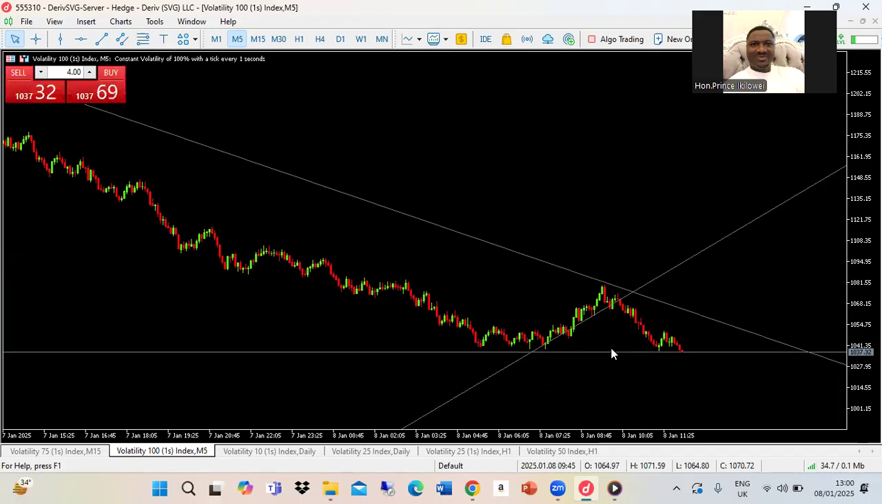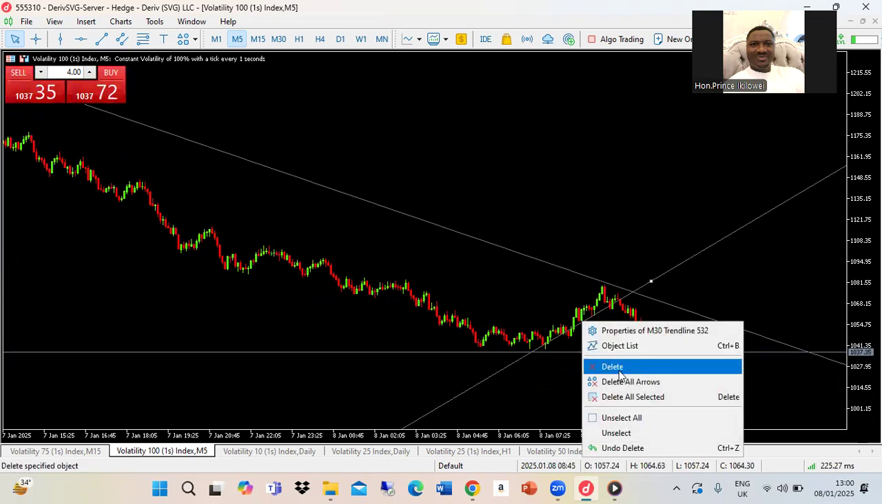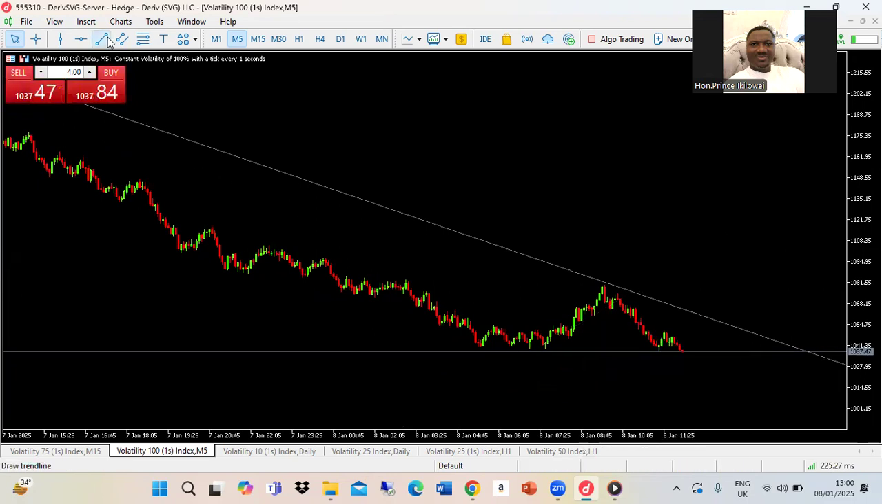Breakout and retest. Let me remove this first. Let me see if I can use smaller time frame to identify. Imagine this one has not happened. All right. This is what you've just seen. Maybe this is what you have seen. All right. Remember this is what you have seen.